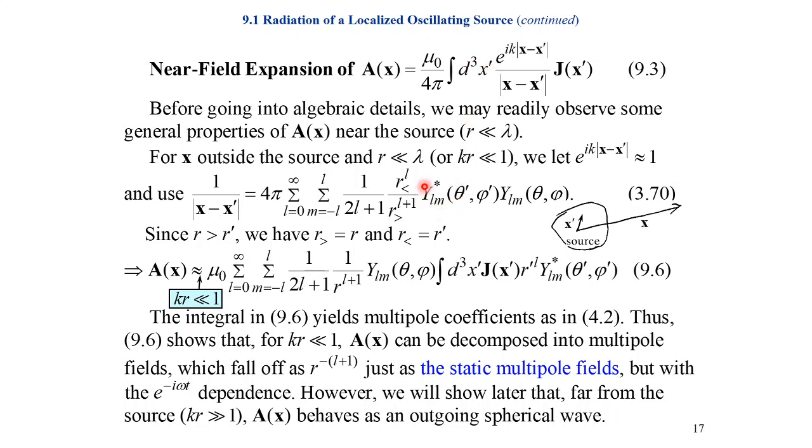So only this one is left here, and this one, R prime to the L, is left here. And no others. So these are the terms to be integrated. The source terms times R prime to the L times Y_LM complex conjugate is a function of theta prime and phi prime. The integral in 9.6 yields multipole coefficients as in 4.2. We will have multipole expansions. Obviously not today. Next time.